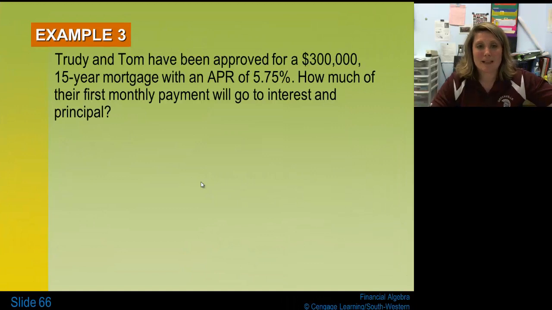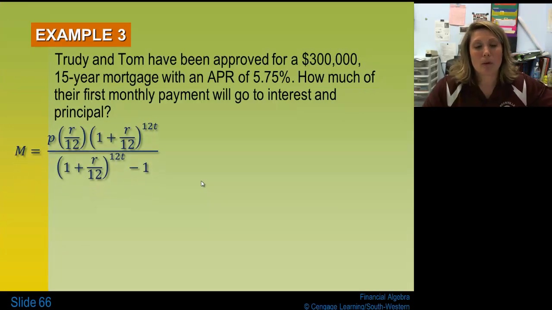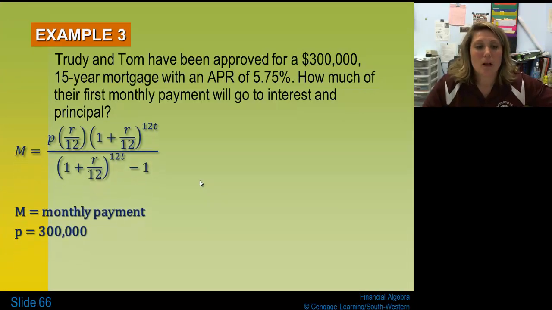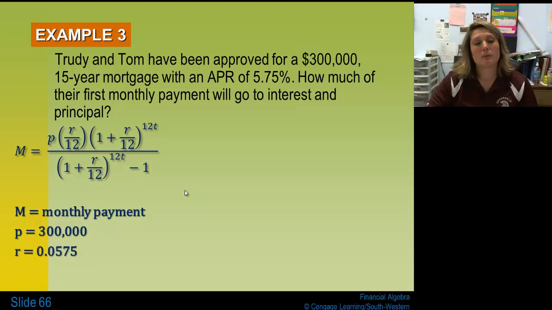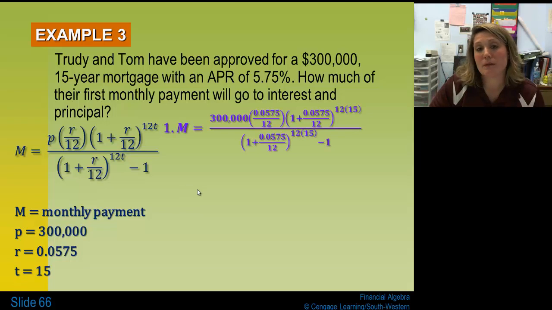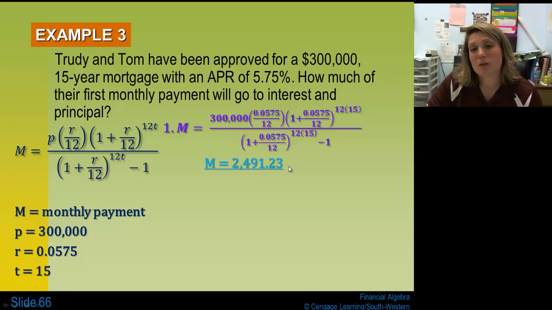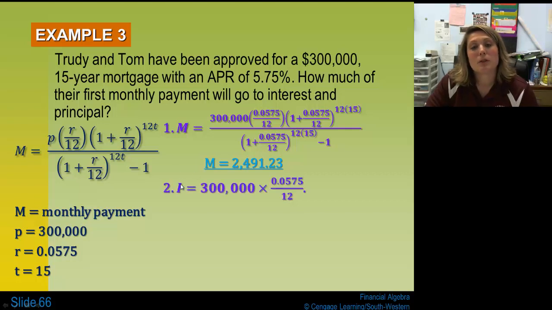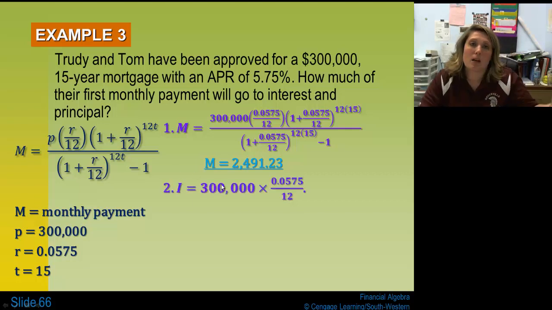So for example 3, I'm going to continue here where I have a little bit more room for you. So we're going to fill in all of those pieces. The principal was $300,000, the rate was 0.0575, and the time was 15 years. So I went ahead and substituted those in. You need to do the same, and on your calculator, plug those in. Your monthly payment is $2,491.23.